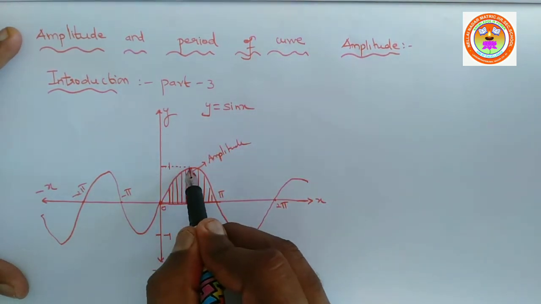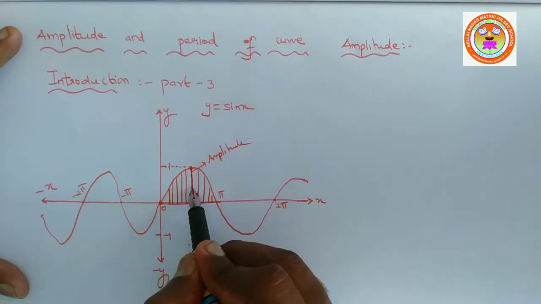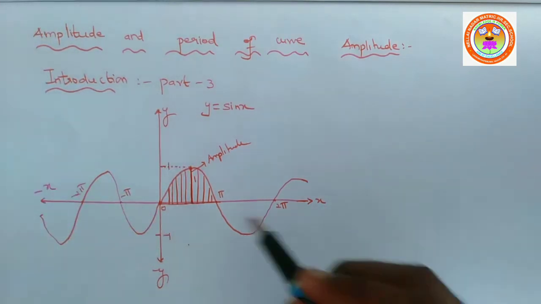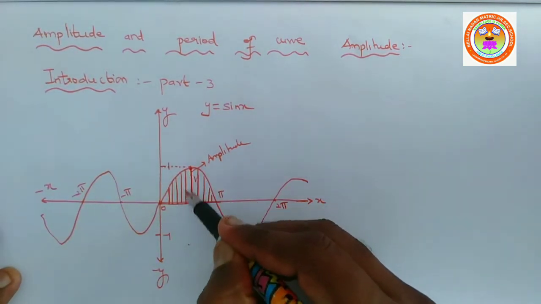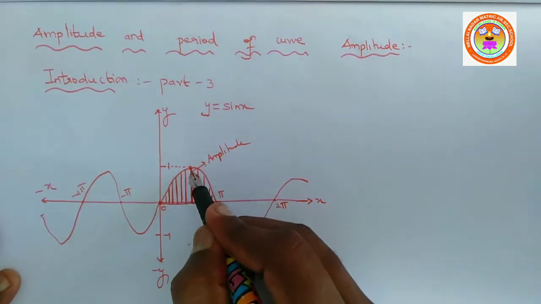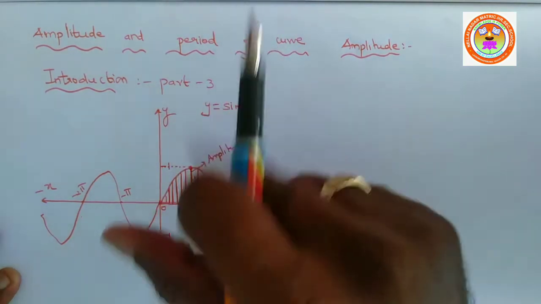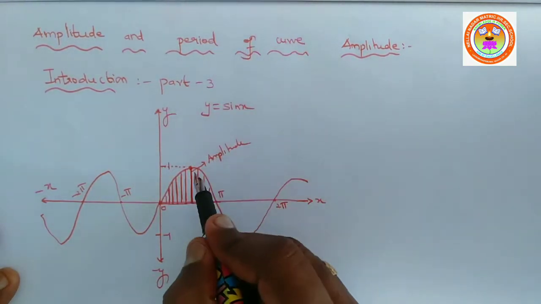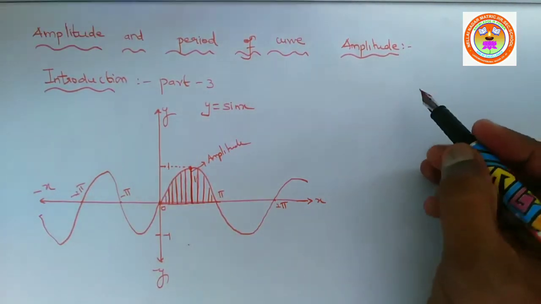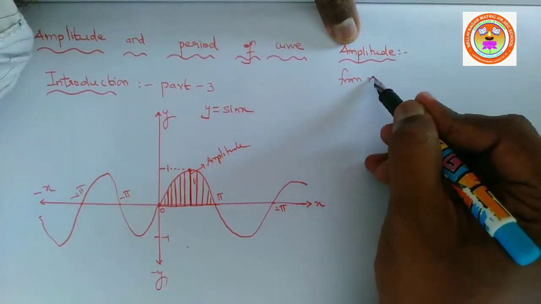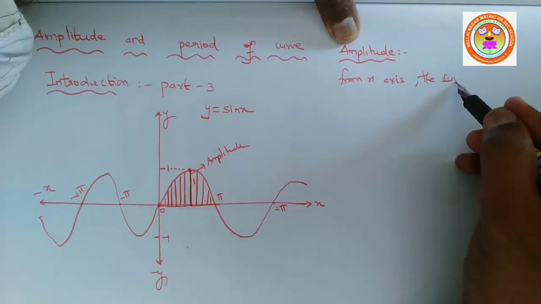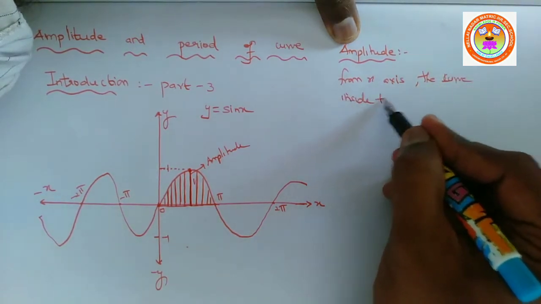This will be 1. The length of the highest distance is 1. The height of the line is 1. If we go inward, it can be 0.9, 0.8, 0.7, 0.6, 0.5, down to 0. This will be the highest height. This is in the vertical. Why? The amplitude is nothing but 1. The amplitude is the maximum height of the curve inside, from the x-axis.